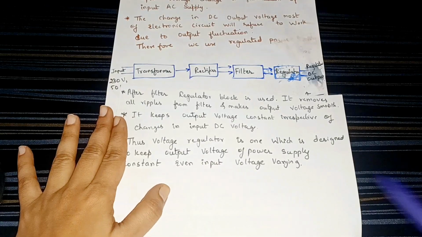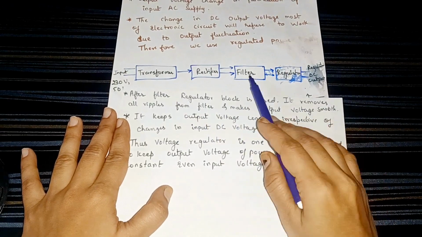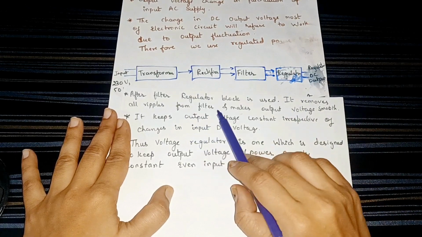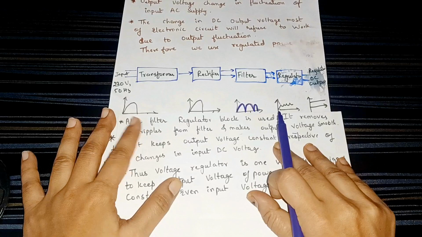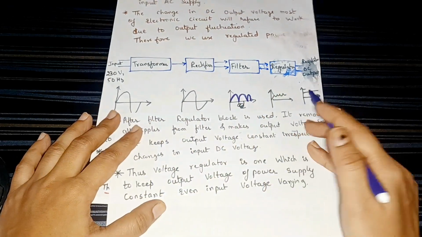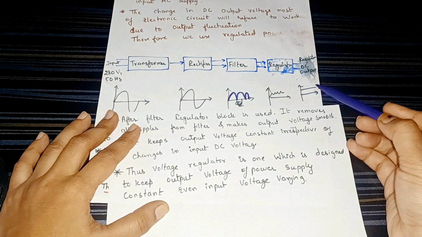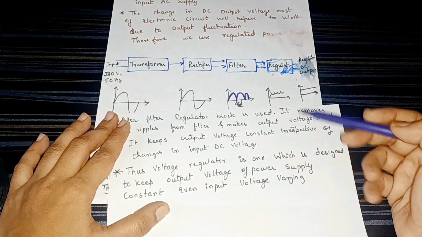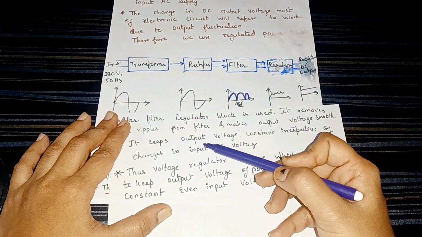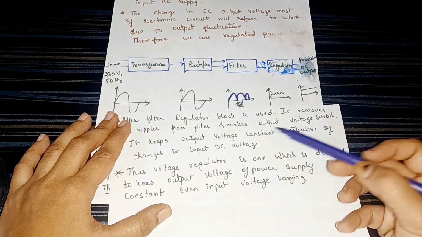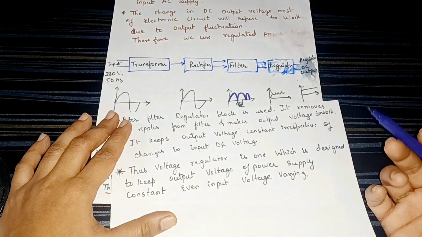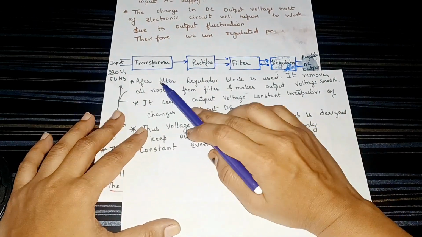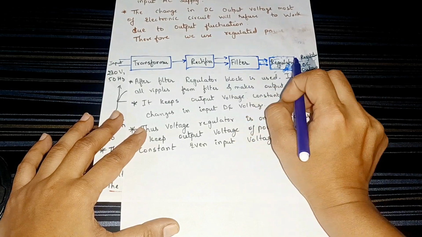After the filter we use the regulator block, which removes all the remaining ripples from the filter and makes the output voltage smooth. When the DC is supplied to the regulator, it removes all the ripples and gives a smooth voltage from source to destination. It also keeps the output voltage constant irrespective of changes in the input DC voltage. So whatever input you give, the output will remain constant by using the transformer, rectifier, filter and regulator.